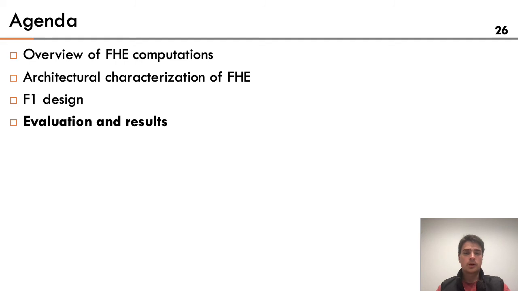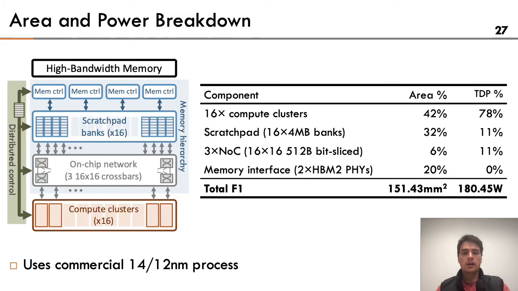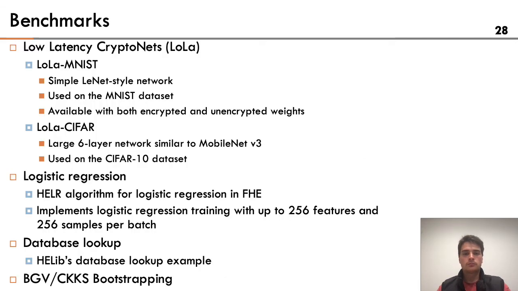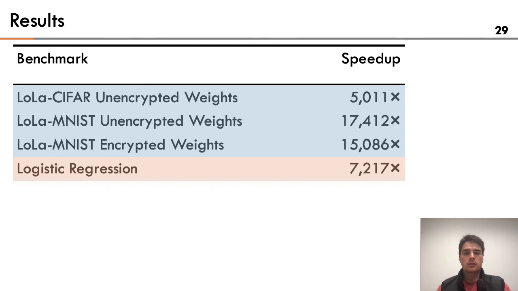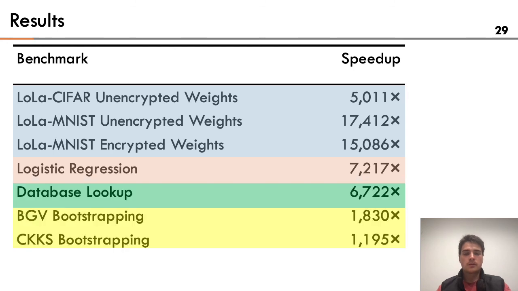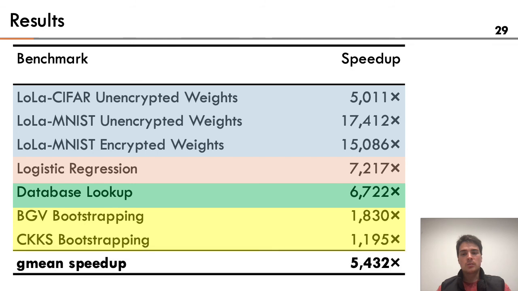Now let's explore our results. Here is the area and thermal design power, or TDP, breakdown for F1. The chip has an area of 151 millimeters squared and consumes a maximum of 180 watts of power. We measure F1's performance on a diverse set of benchmarks, including neural network inference, logistic regression training, database lookup, and bootstrapping. Here's the speedup versus state-of-the-art on the LoLa neural networks, logistic regression, database lookup, and bootstrapping. This means F1 boasts a G-mean speedup of 5400x over state-of-the-art.